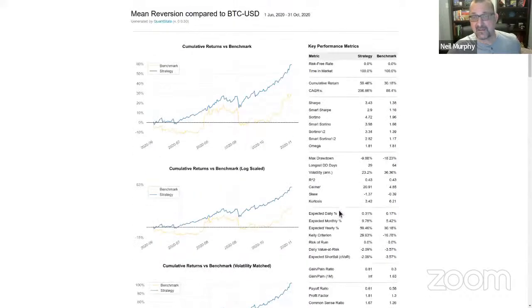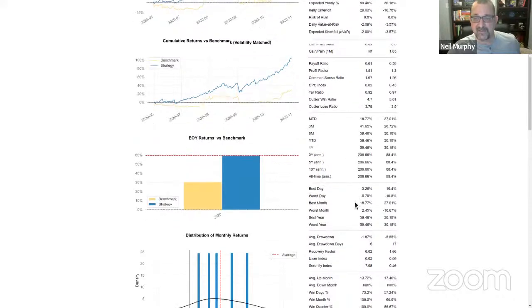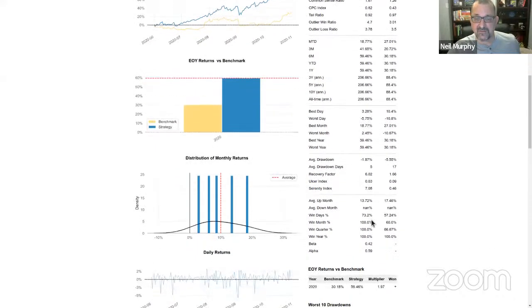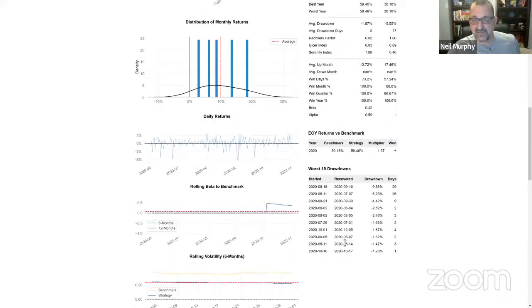On the right-hand side here, I won't spend any time on these at all, but I'll highlight a couple of numbers. You get Sharpe ratios, cumulative returns, compound annual growth rates. How much time are you in the market? For this strategy, it's always in the market, by the nature of the strategy. And then you get returns, your best days, worst days, your average drawdowns, average month up, average month down. Then you get your drawdowns here.